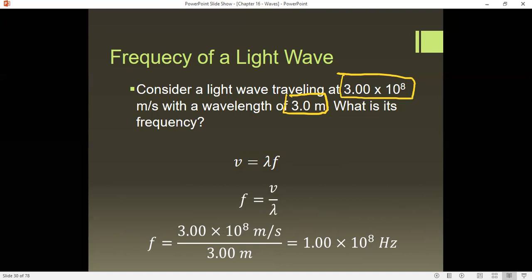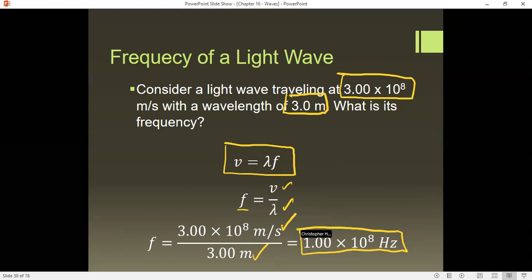So for a very large wavelength, we're still going to get a fairly high frequency just because the velocity is so large. Frequency is velocity over wavelength. Light travels at 3 times 10 to the 8 meters per second, and even at 3 meters, the frequency is extremely high: 1.00 times 10 to the 8 hertz, or 100 megahertz. This would be an FM radio wave at 100 megahertz.